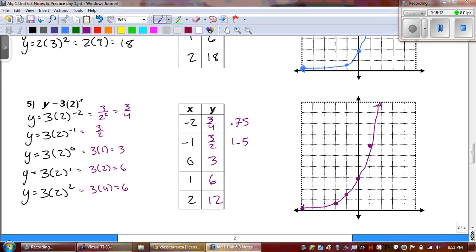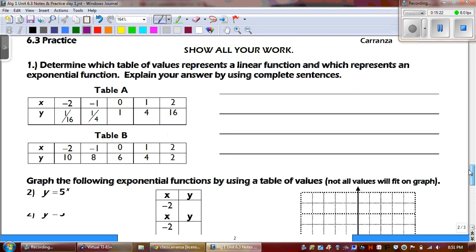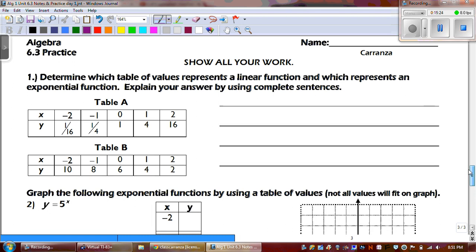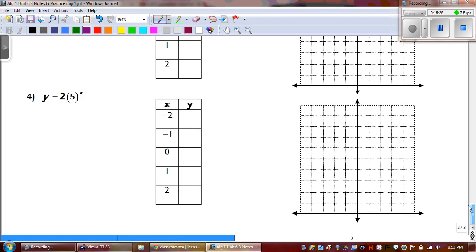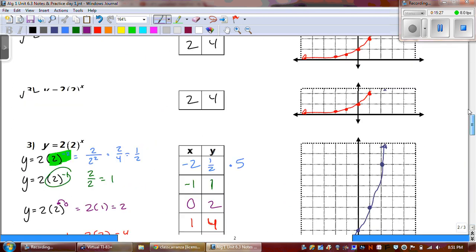Okay? Now, that's going to be it for 6.3 notes, day 1, exponential growth. Your homework is 6.3 practice. Remember to show all your work, use your notes if you need help. It's not too difficult, okay?